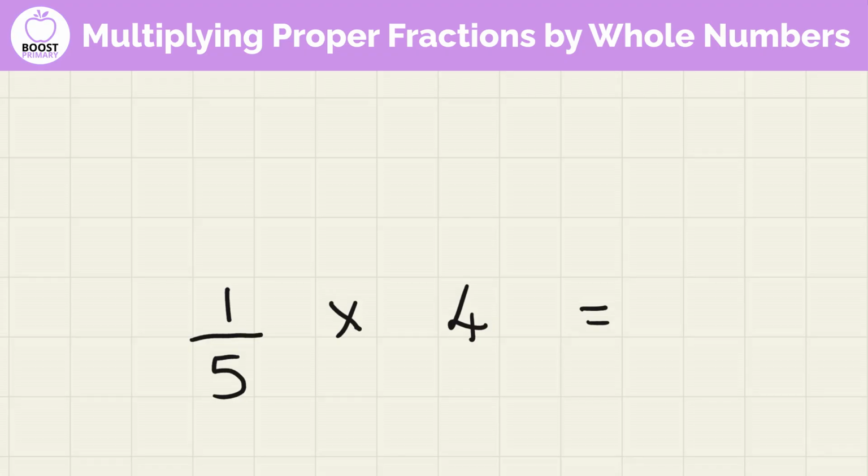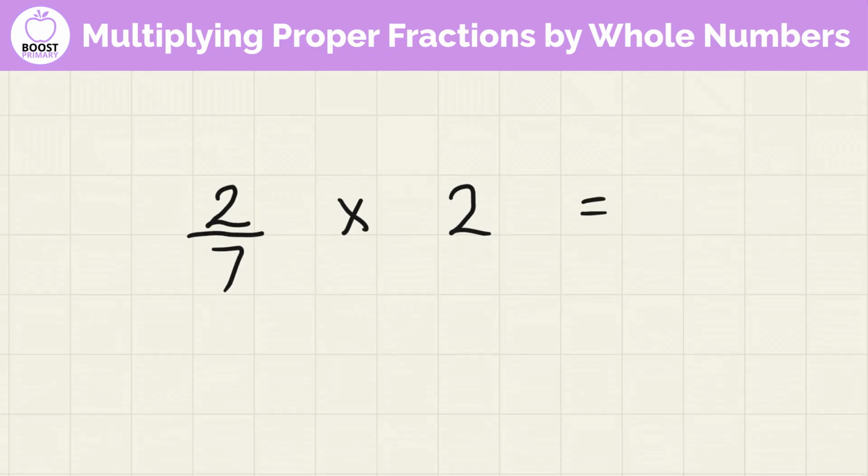My first question is 1/5 times 4. The key thing to remember when you're multiplying a proper fraction by a whole number is that you're making the fraction larger. You do this by keeping the denominator the same and multiplying the numerator by the whole number. 1 times 4 is 4. 1/5 times 4 equals 4/5.